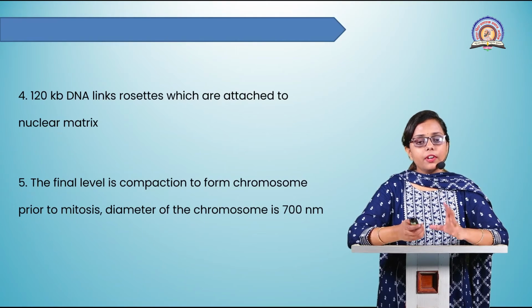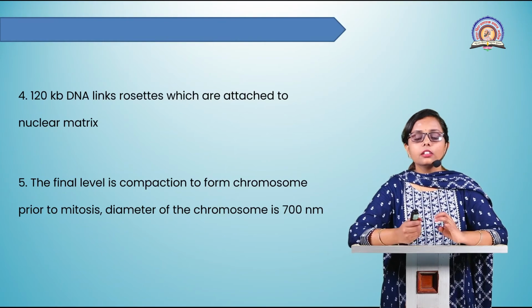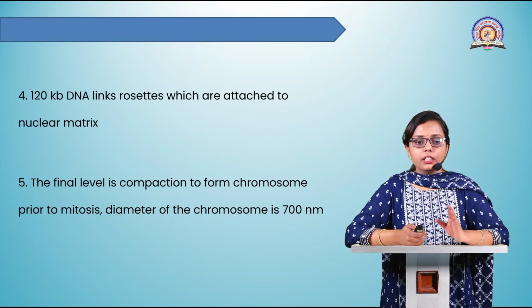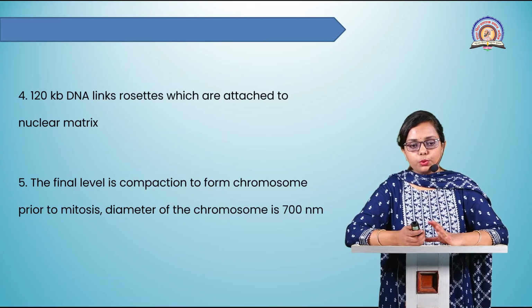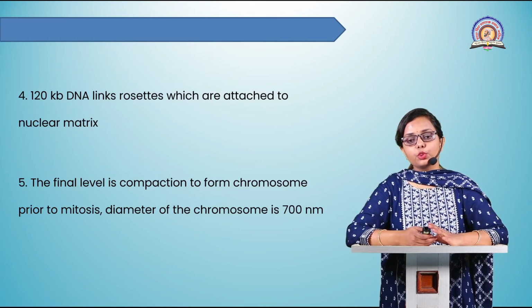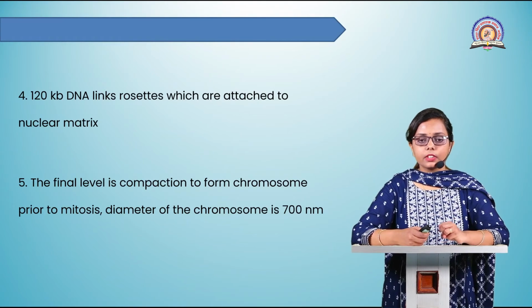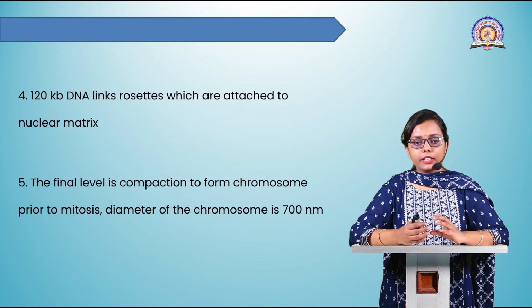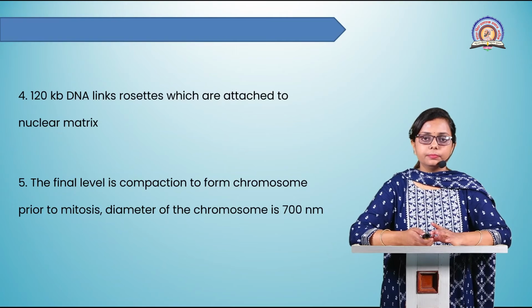The last and final step where the DNA is condensed is to form the chromosome. The final level of compaction of the DNA is to form the chromosome prior to mitosis, and the diameter of the chromosome is 700 nanometers. So that means this 2 meters of DNA is finally compacted to form the chromosome by condensation.